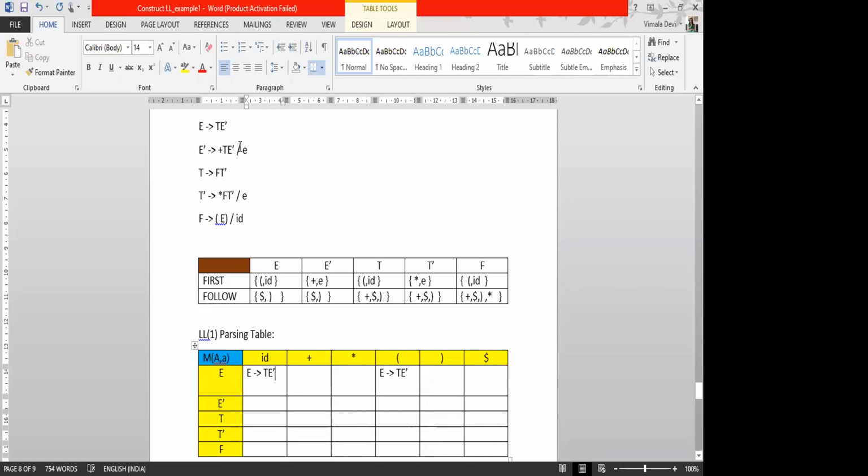Okay. Now let us move on to the next rule. E dash derives plus T E dash or epsilon.